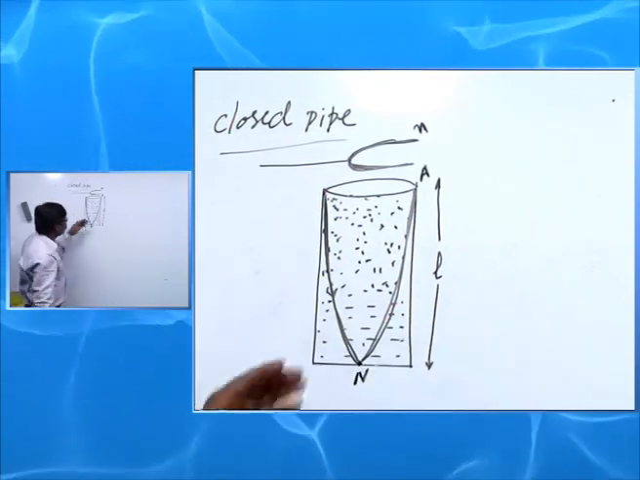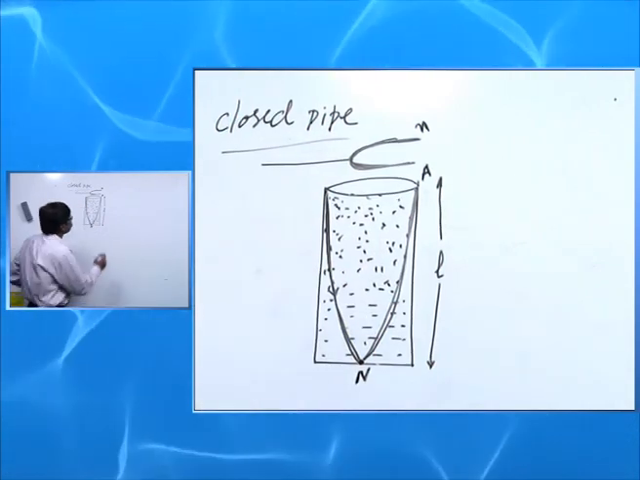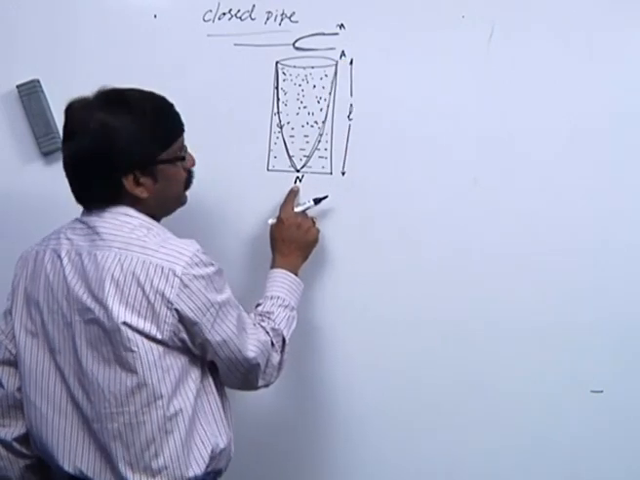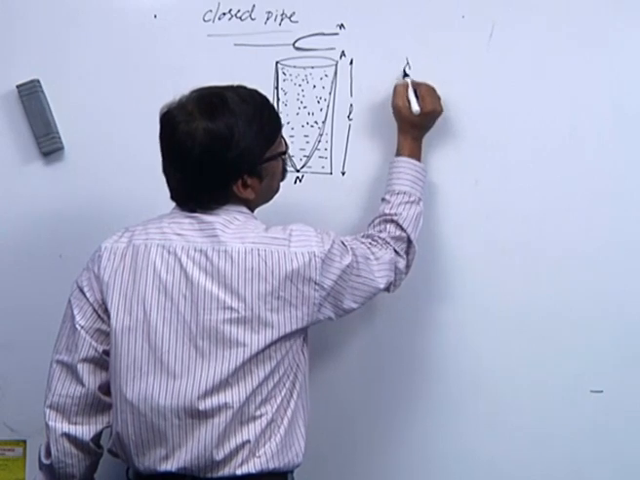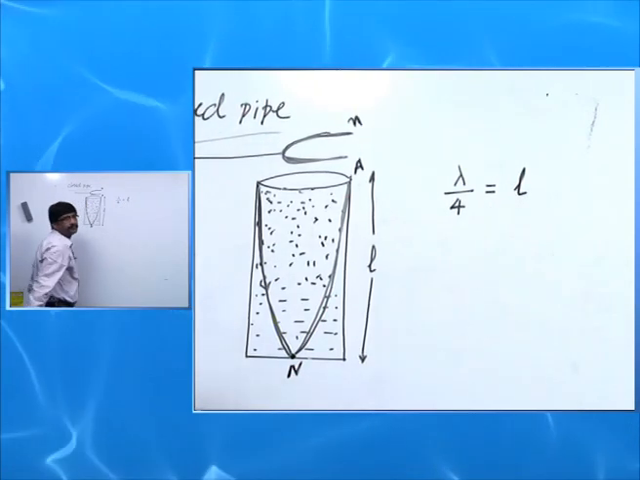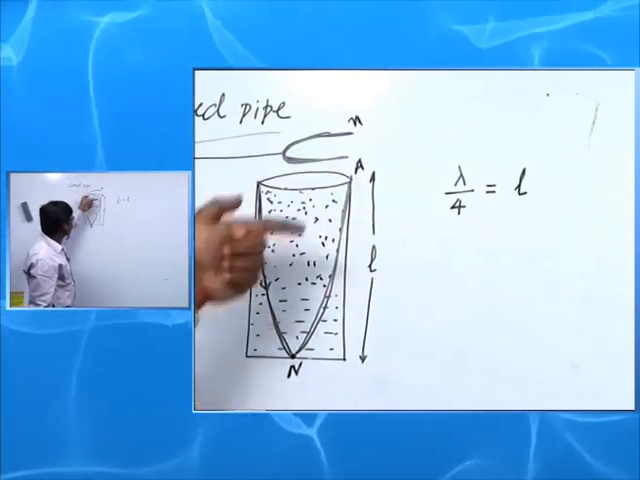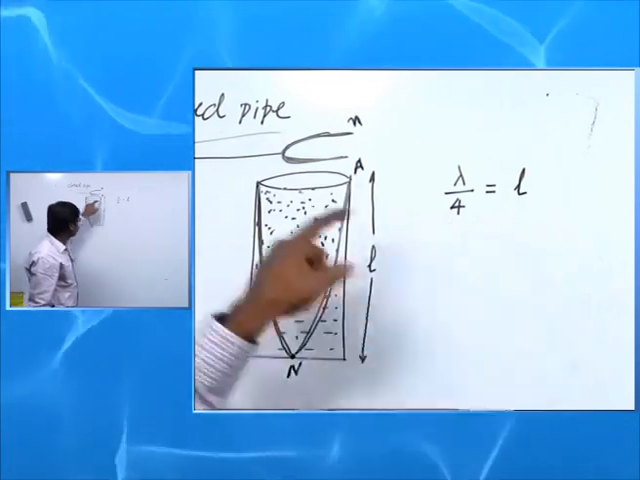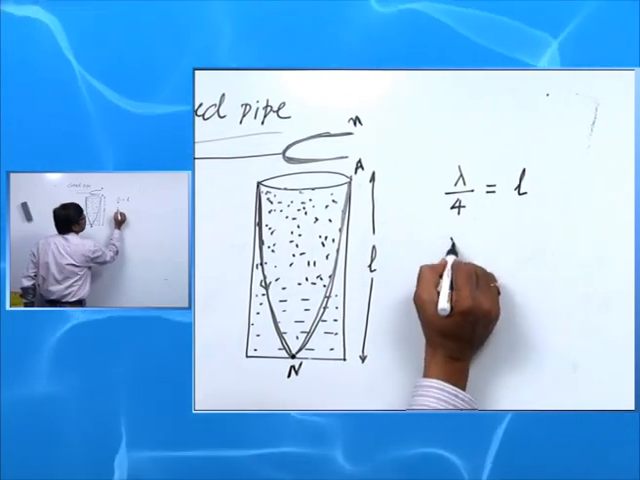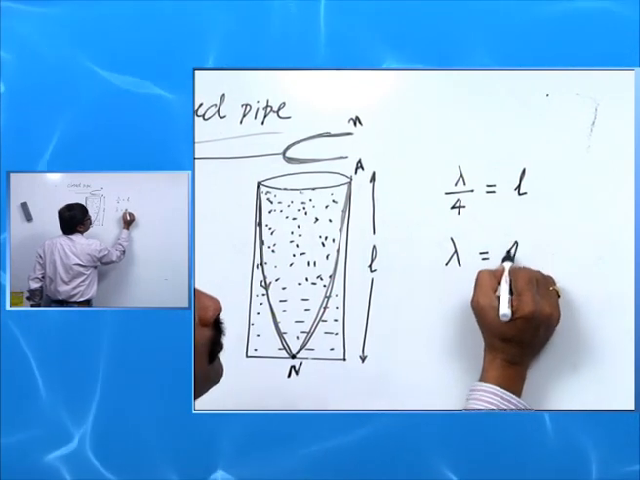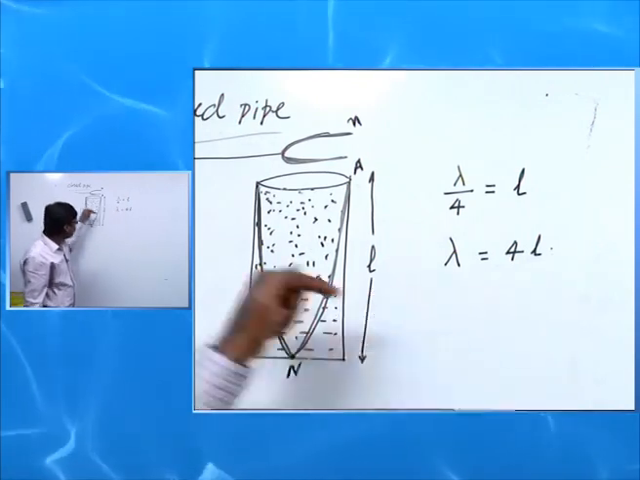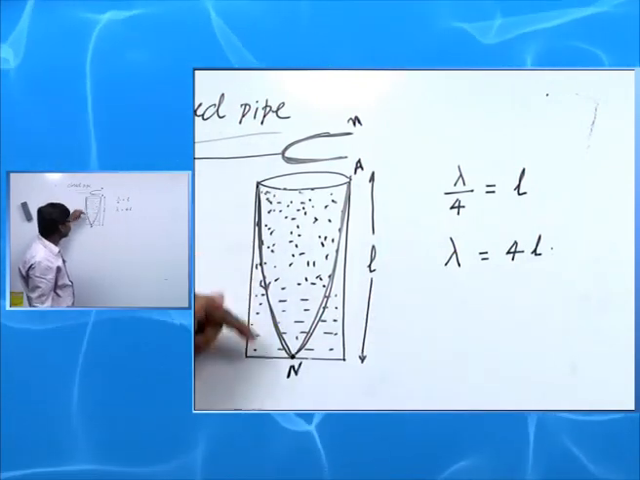So, let us calculate with what frequency the air column vibrates. We know that the distance between a node and the successive antinode is lambda by 4, which is equal to the length of the air column, which is the same as the length of the pipe. Then lambda is equal to 4L, the wavelength of the wave that is traveling along the air column.